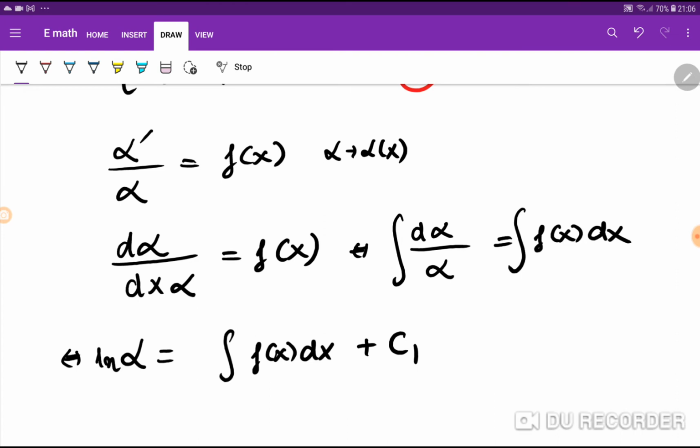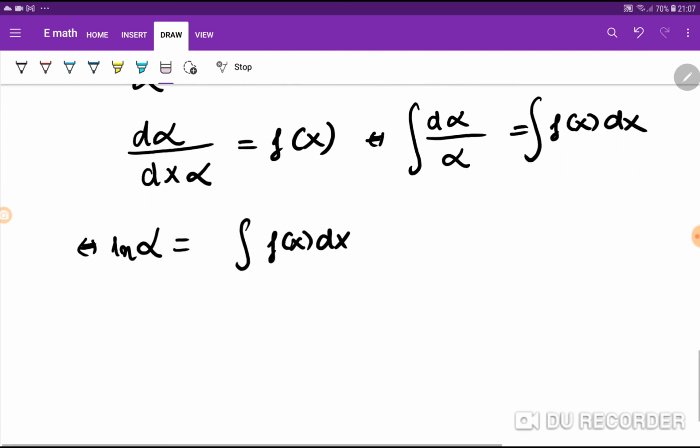So it's not going to be c1. I'm going to say c1 equals 0, so that I can find the easiest and most efficient alpha. I'm saying c1 equals 0 because I only want to find one alpha, not the family of alpha, not an organization of alphas. Okay, let's move on. So you have ln alpha equal this.